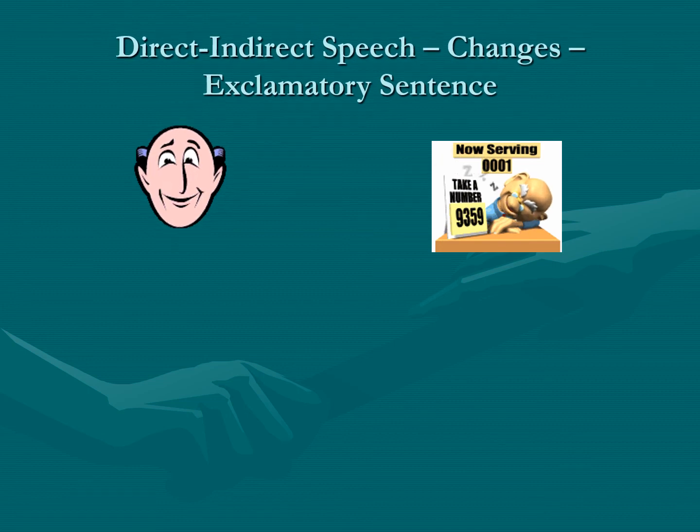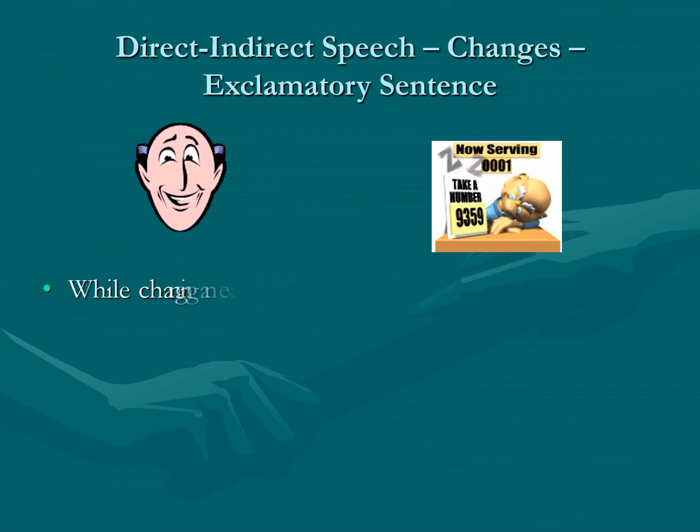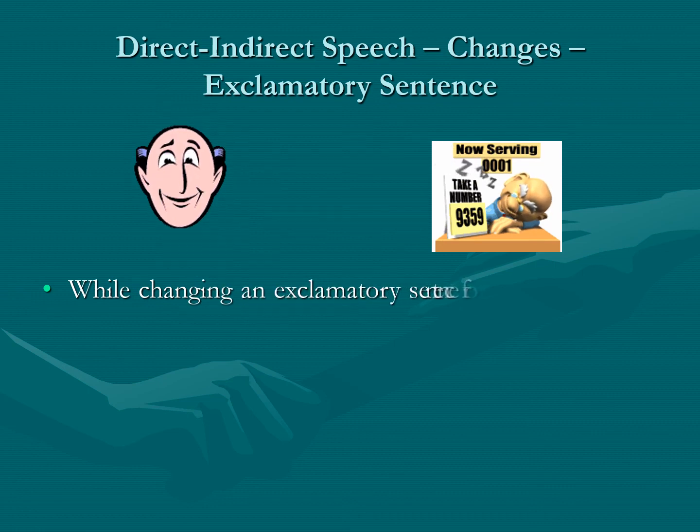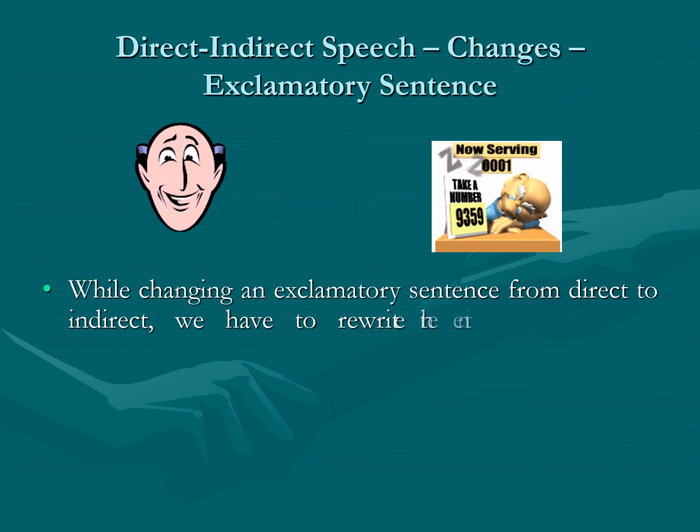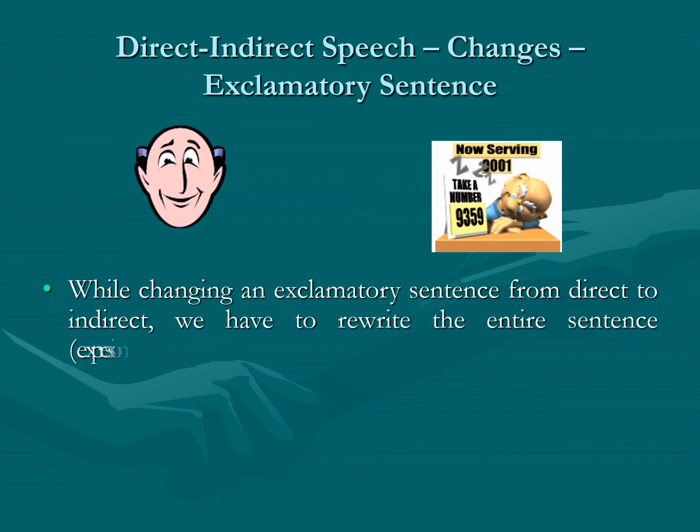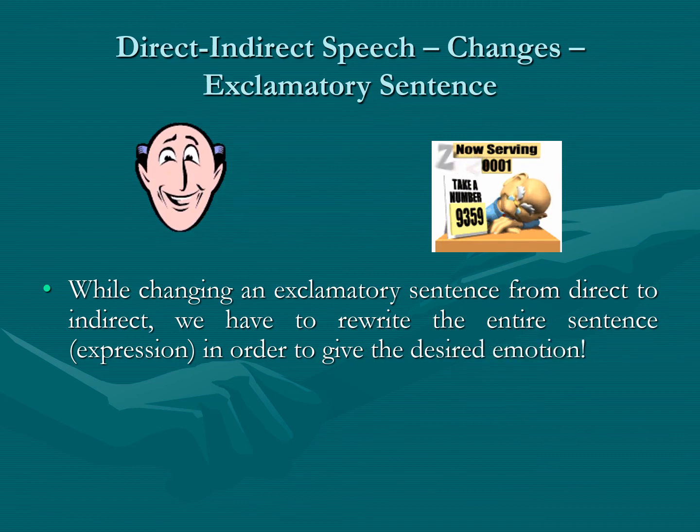Now let's see the changes that occur in an exclamatory sentence. While changing an exclamatory sentence from direct to indirect, we have to rewrite the entire sentence expression in order to keep the desired emotion.